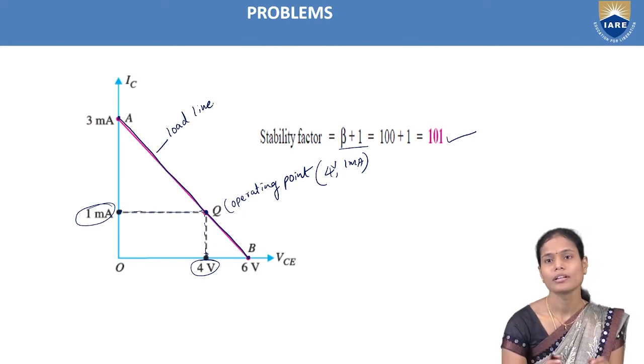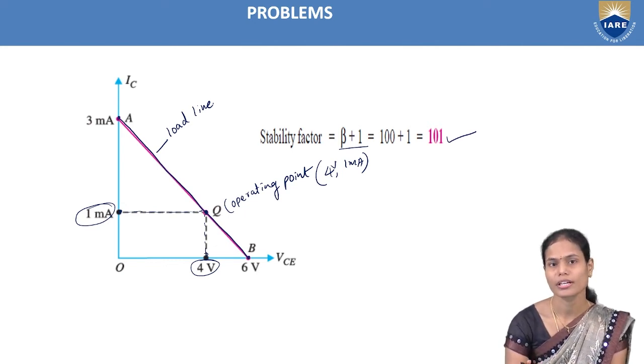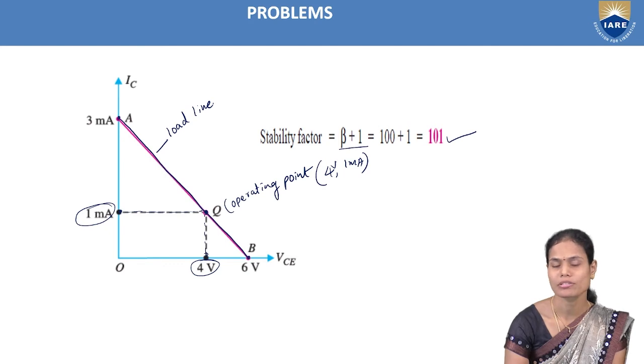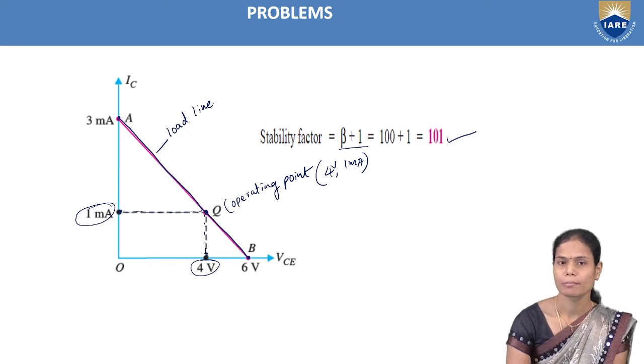That is nothing but there is much variation in the collector current in the case of the fixed bias circuit, and the operating point will also vary more. So that's why in most cases we will not use the fixed bias circuit for amplification purposes. Generally, for gain control circuits we will use this fixed biasing circuit of the transistor.